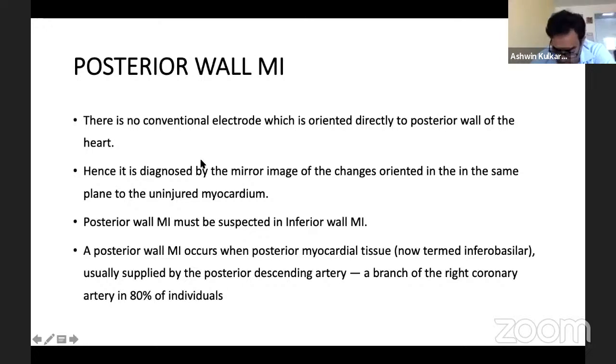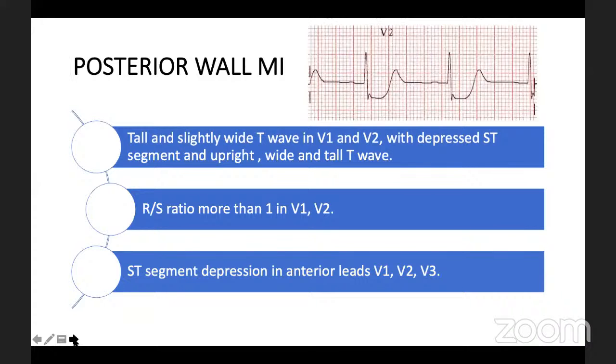So coming to the posterior wall myocardial infarction, as you all know, we don't have any conventional lead to place on the back to look at the posterior wall. Hence we diagnose posterior wall MI by looking at the mirror image of the changes. Posterior wall MI must be suspected in all the patients with inferior wall MI, as I mentioned. Posterior wall MI occurs when posterior myocardial tissue is thrombosed, and in 80% of the individuals, it is the right coronary artery. So how to diagnose posterior wall MI?